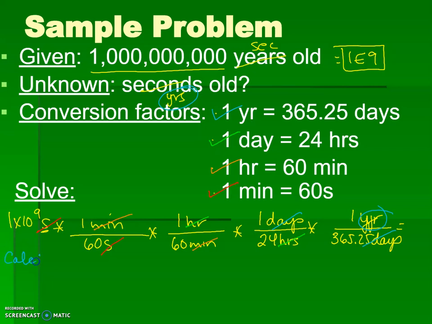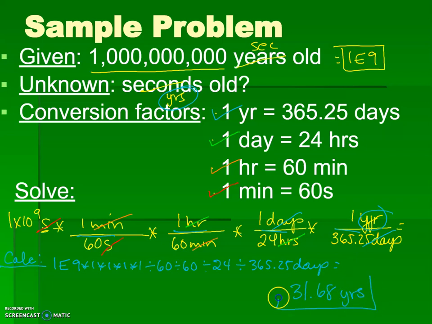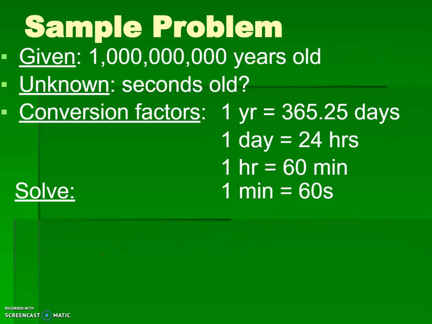So in my calculator, what do I do? I type in 1E9 times 1 times 1 times 1 times 1, if you want to do all that. It's the exact same thing. It's the identity property. And then I divide by each of these denominators. Divide by 60, divide by 60, divide by 24, divide by 365.25 days. And what do I get? I end up getting 31.68 years.